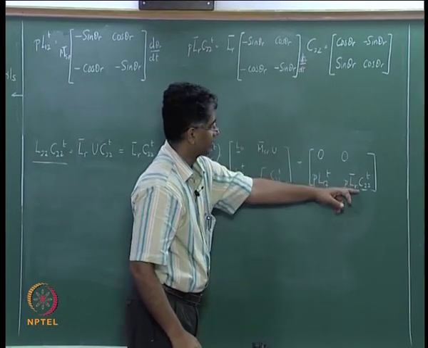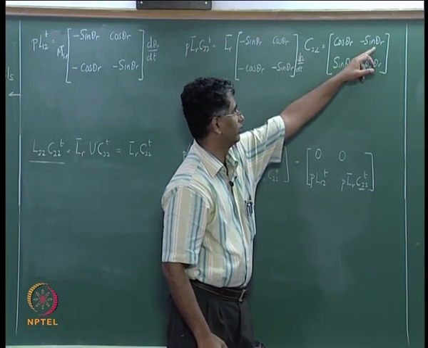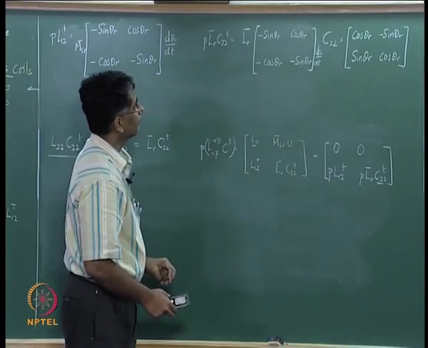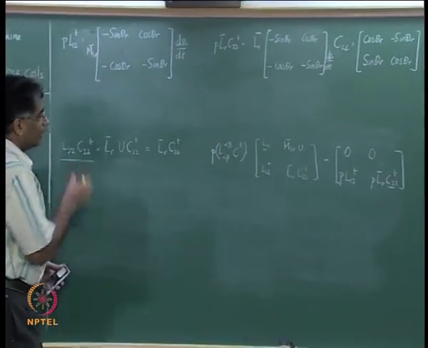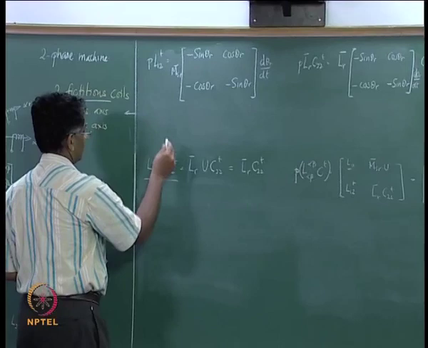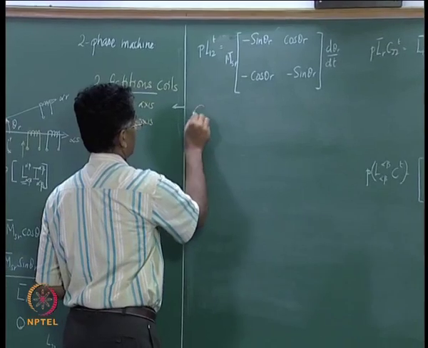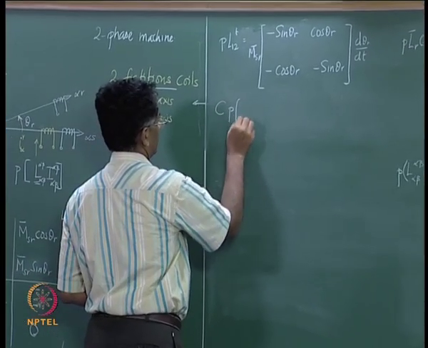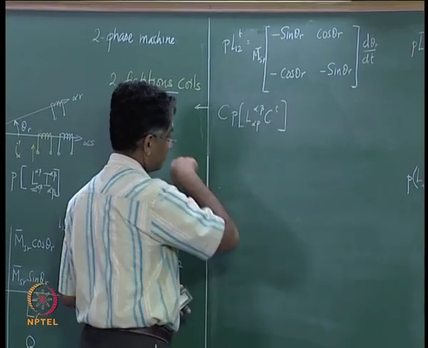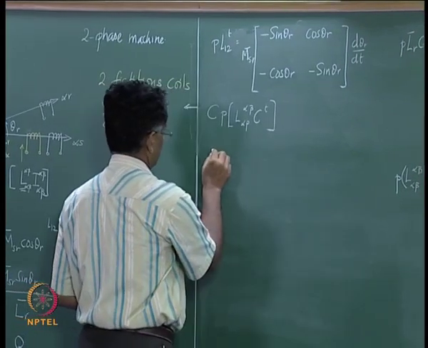We need C22 transpose, so I have taken the transpose, cos theta r becomes minus sin theta r, this sin theta r would go there, and the derivative is cos theta r and the other two terms. So this is what you have, and what we need to do now is to evaluate the last term. We need to find out C of P L alpha beta into C transpose, and therefore let us do that.